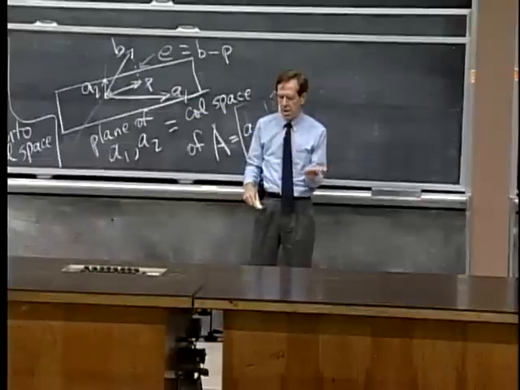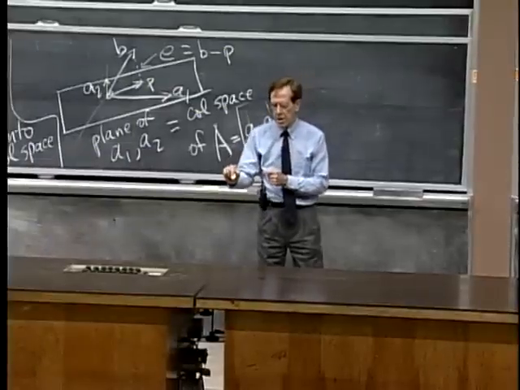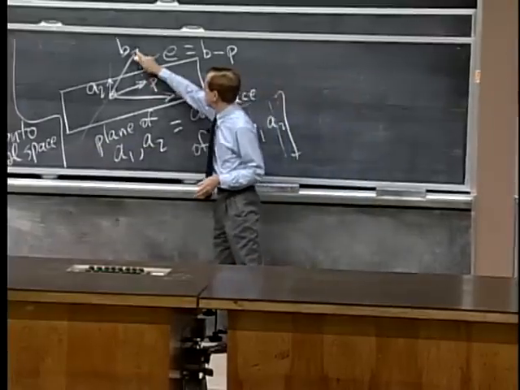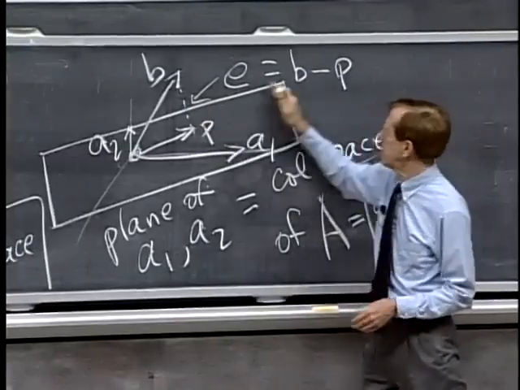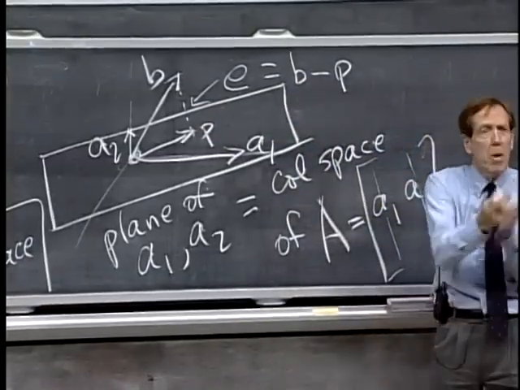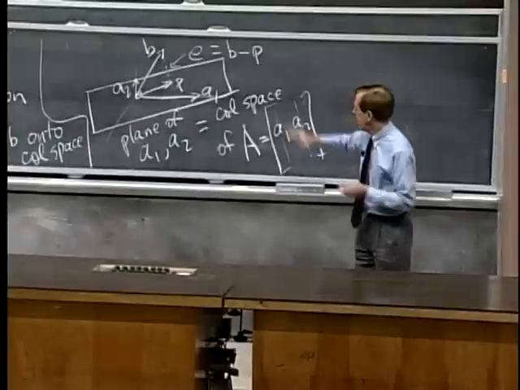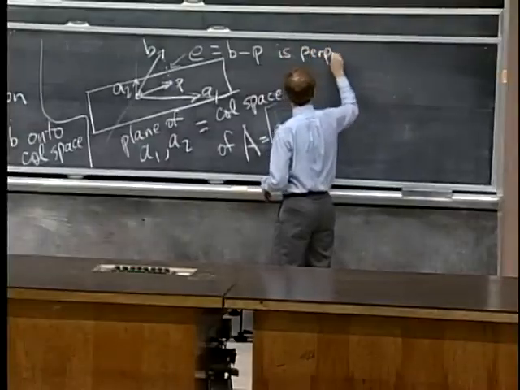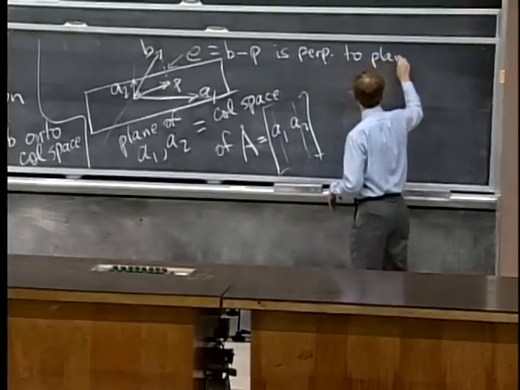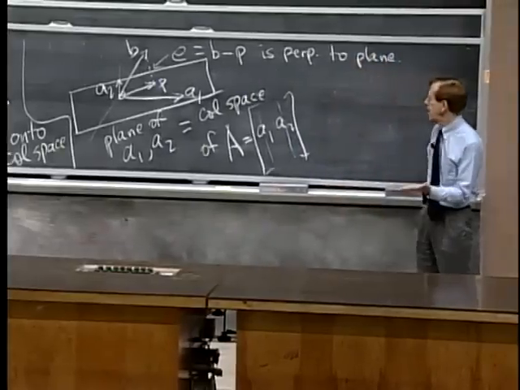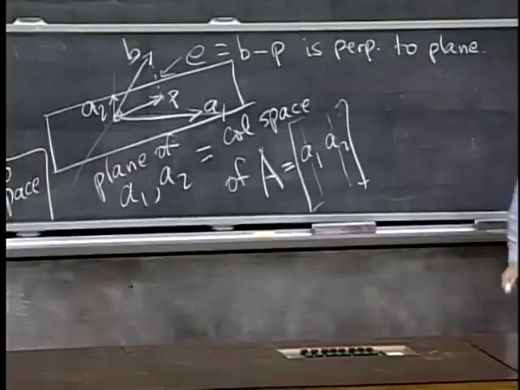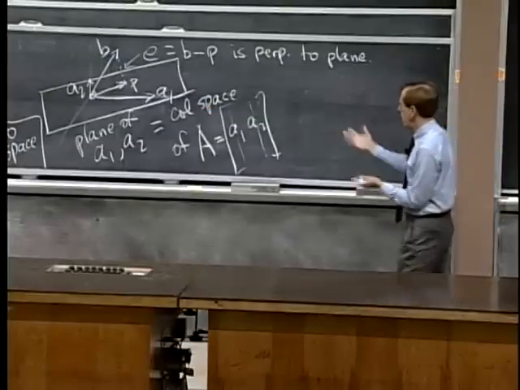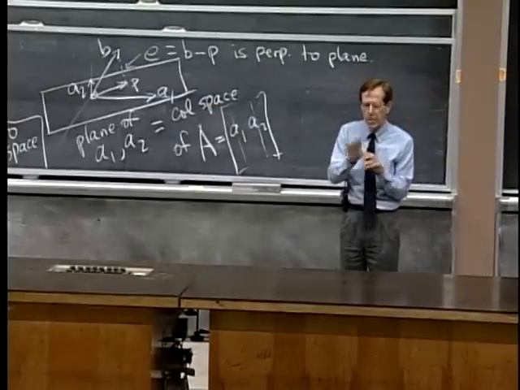Okay. But the beauty is that I know from geometry, or I could get it from calculus, or I could get it from linear algebra, that this vector, this is the part of B that's perpendicular to the plane. That E is perpendicular to the plane. Your intuition is saying that that's the crucial fact. That's going to give us the answer. Okay, so that's the problem. Now for the answer.